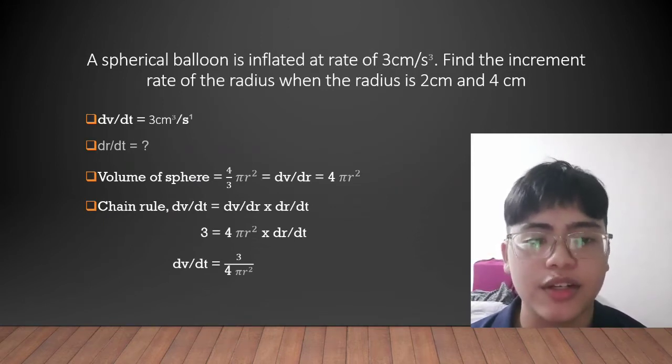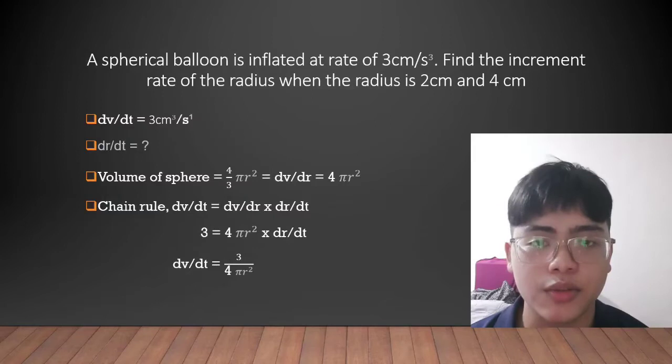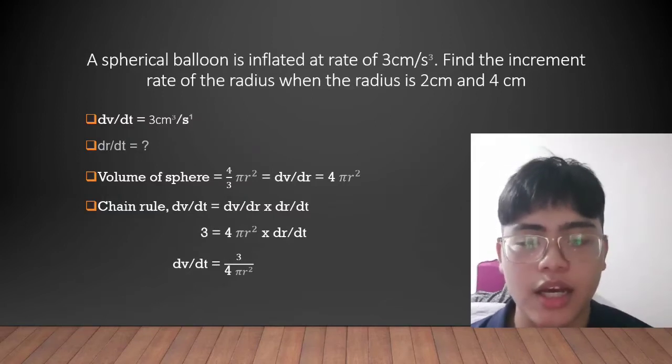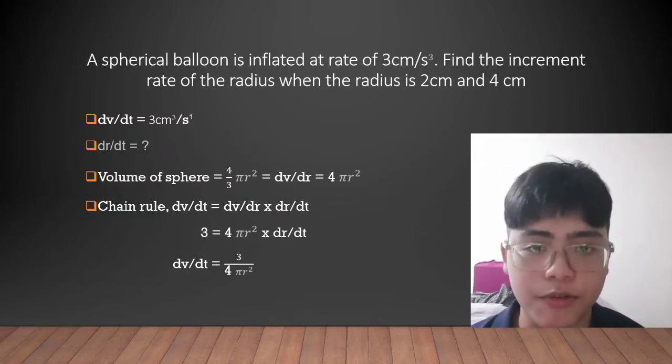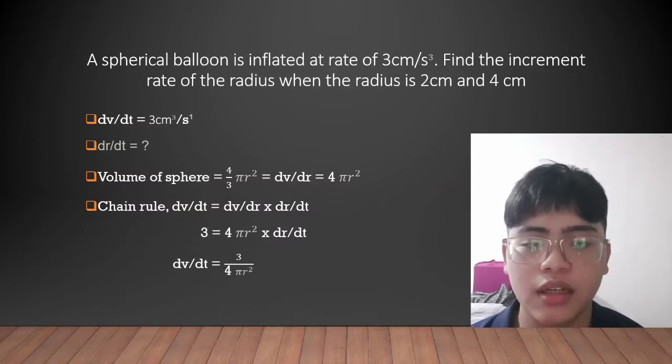I'll explain the next question for this topic. A spherical balloon is inflated at a rate of 3 cm cubed per second. Find the increment rate of the radius when the radius is 2 cm and 4 cm. As you can see, dV over dt is 3 cm cubed per second. We need to find dr per dt.